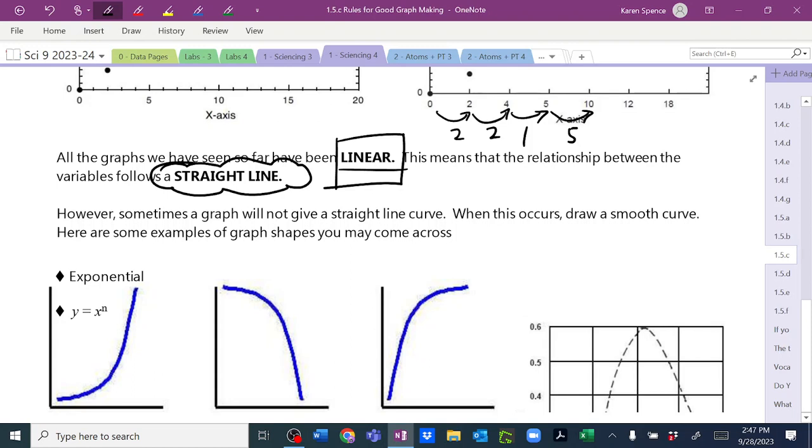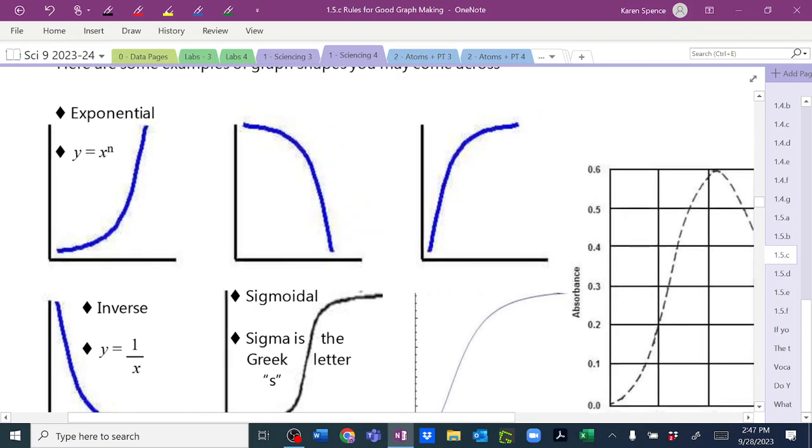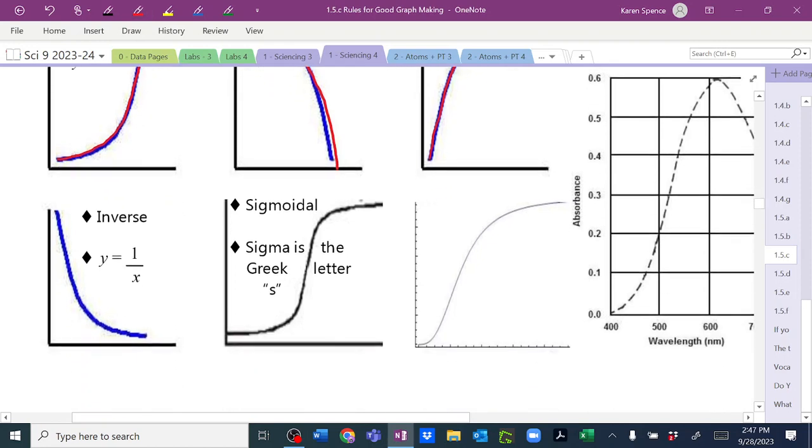Sometimes a graph will give a smooth curve, and we're going to look at what makes a curve a smooth curve. You don't need to know any of these names, but if you're a grade level ahead in math, this is an exponential curve where it starts going up slowly and then goes up faster and faster. This is where it goes down slowly and then starts to go down faster and faster. This goes up quickly and then it slows down. We see a lot of these in chemistry, okay?